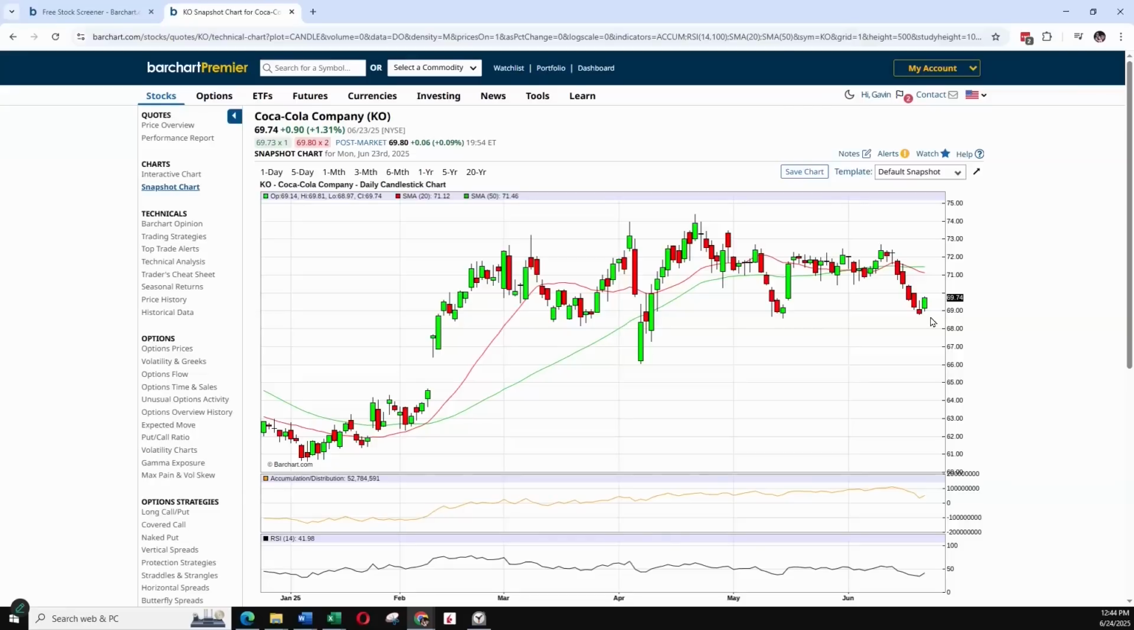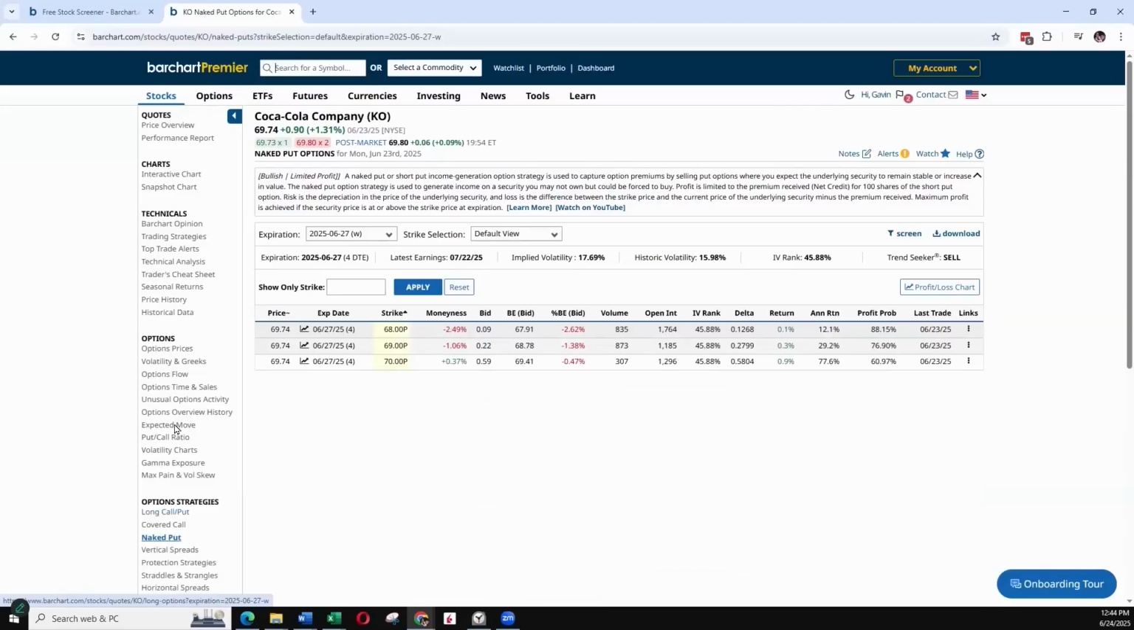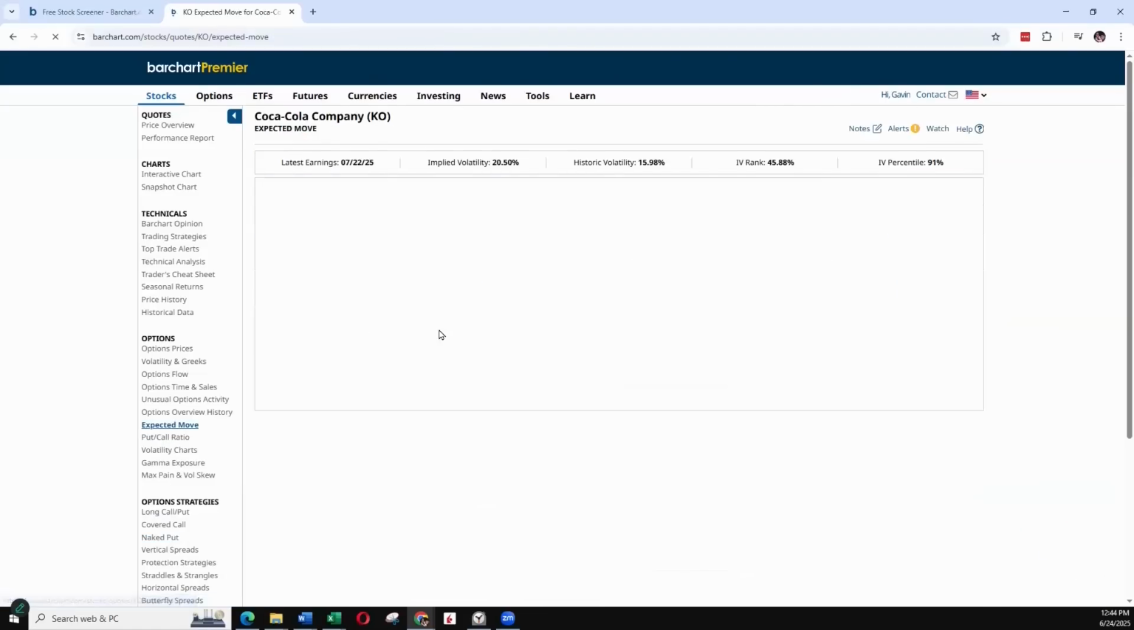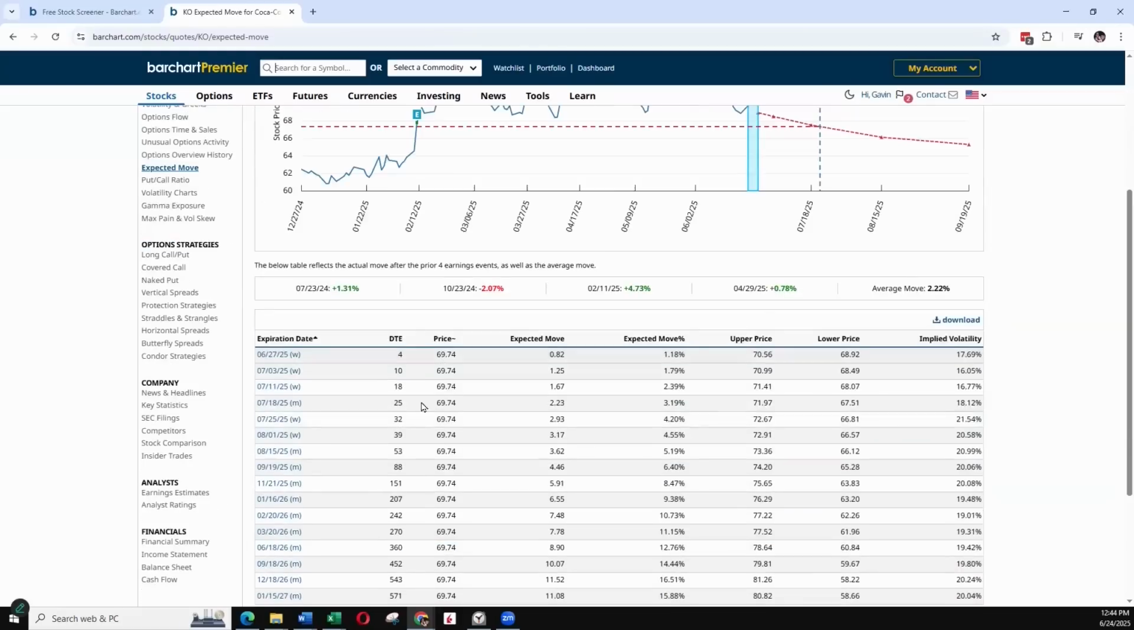So let's go and have a look at our naked put ideas. Actually, first, let's look at the expected move. To generate any decent premium, I'm probably going to have to go out a couple of months for a low volatility stock. So I'll look at September. Expected move on the downside is about 65. So we'll go to our naked puts.